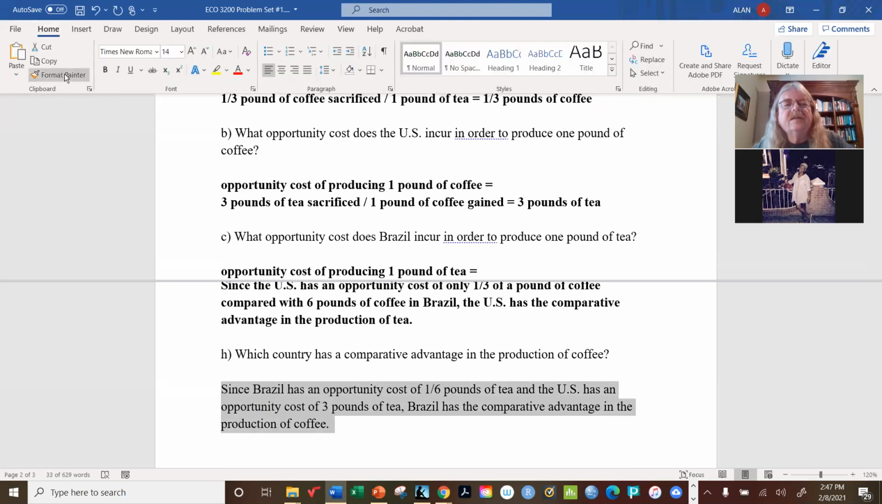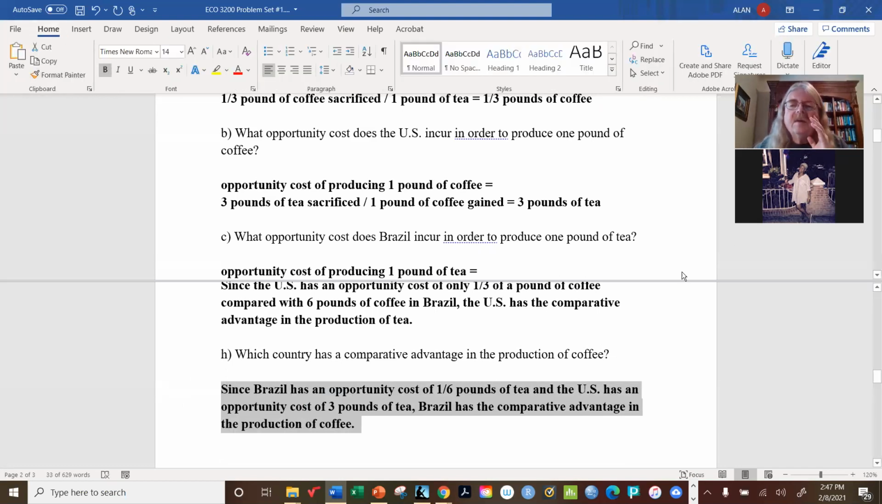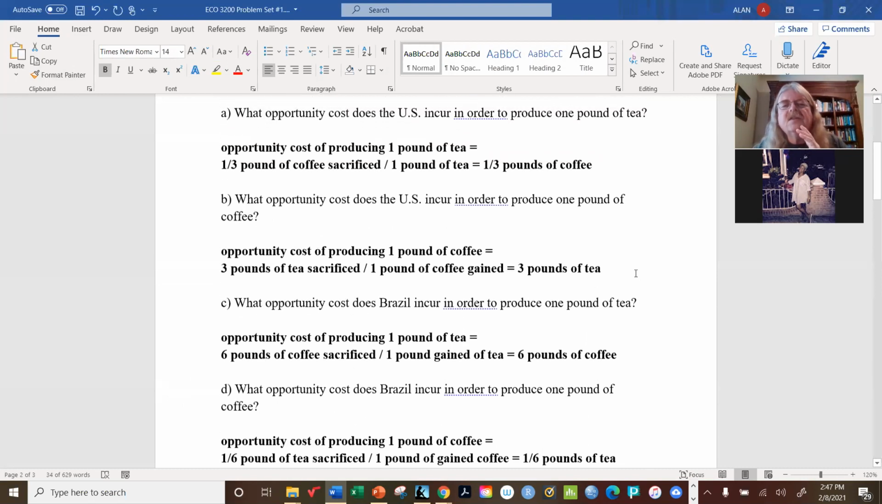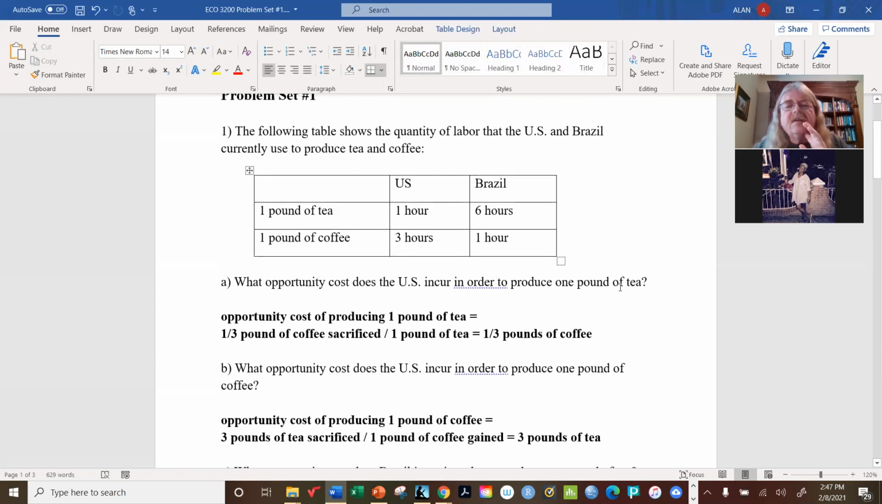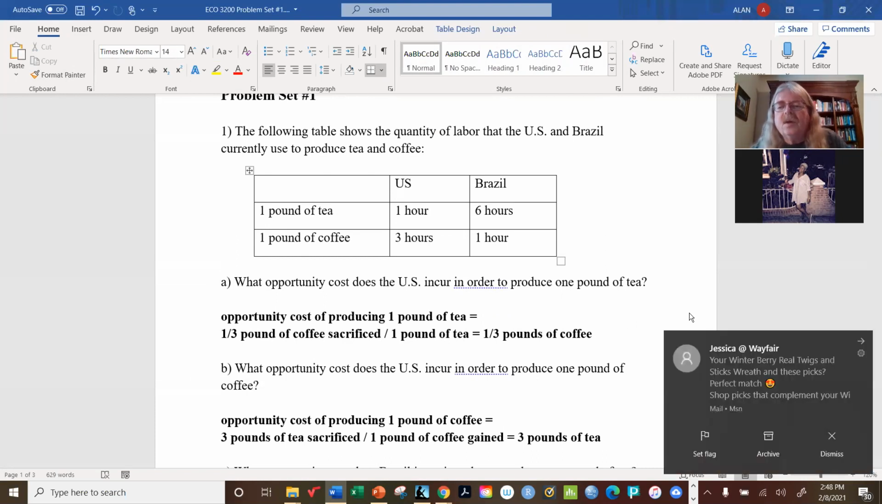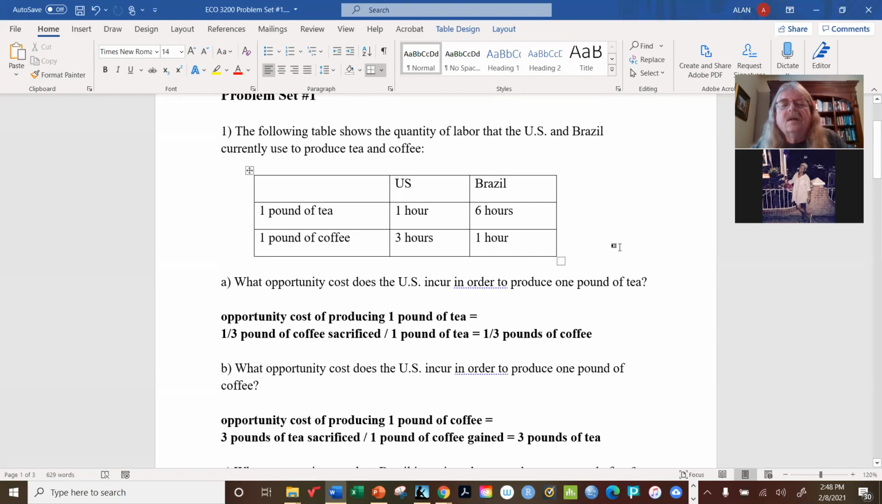So we figured out, based on opportunity costs, who has the comparative advantage in each good and also the absolute advantage. But as we know, trade will ultimately depend not so much on absolute advantage, but on comparative advantage. So this would suggest that Brazil should specialize in and export coffee, while the US should specialize in and export the tea.